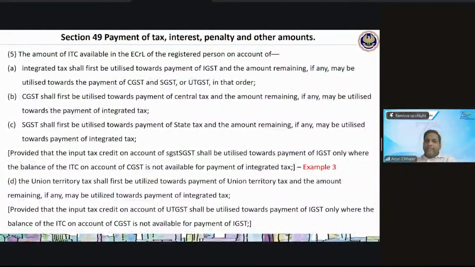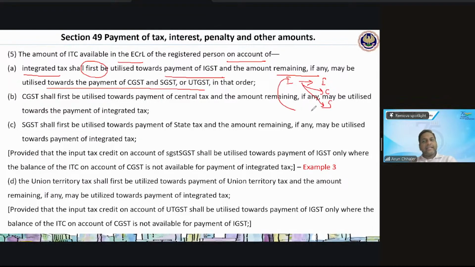ITC available in the credit ledger on account of IGST shall first be utilized toward the payment of IGST, and the amount remaining, if any, may be utilized toward the payment of CGST and SGST in that order. Section 49(5)(a) gives the order that I will be used toward I, then C, and then S.